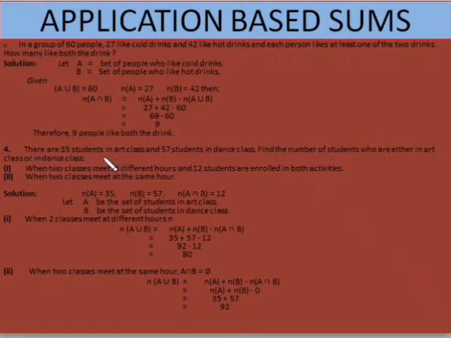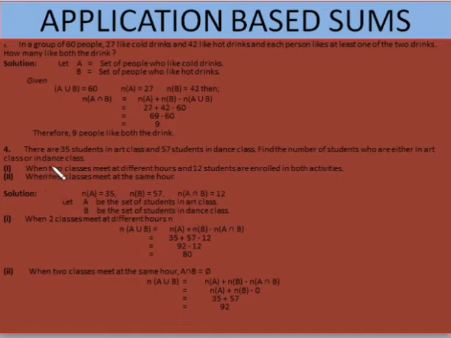There are 35 students in the art class and 57 students in the dance class. Find the number of students who are either in the art class or in the dance class. Means 35 students in the art class, two types of classes. Let A be the students in the art class, so n(A) is equal to 35. For the 57 students in the dance class, we take B as the set of dance class students, that is 57.